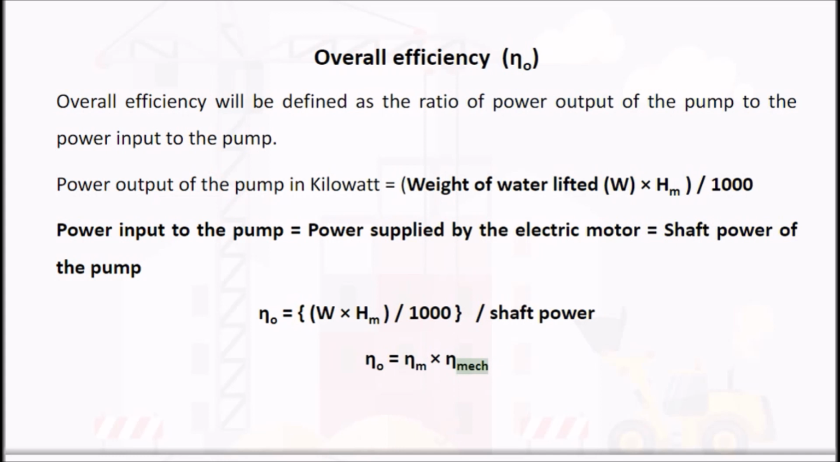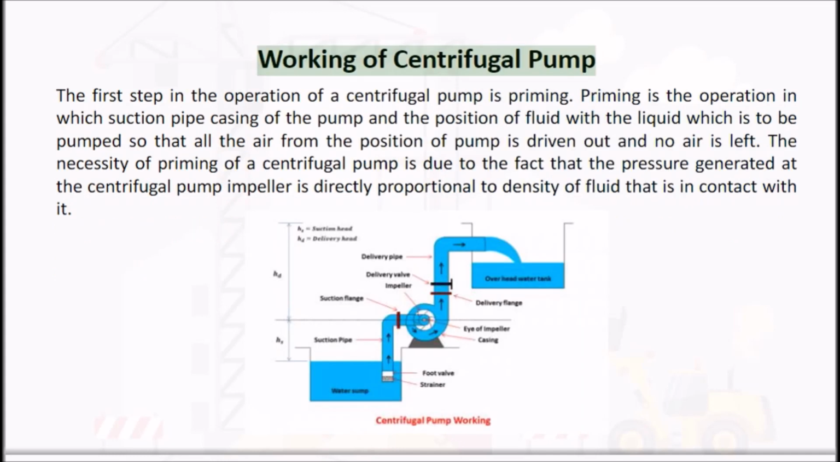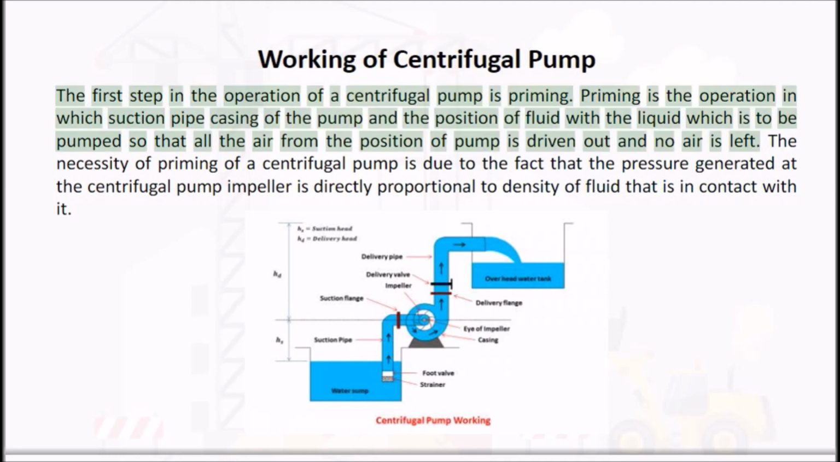Working of centrifugal pump. The first step in the operation of a centrifugal pump is priming. Priming is the operation in which the suction pipe, casing of the pump and the portion of delivery pipe up to the delivery valve are completely filled with the liquid which is to be pumped, so that all the air from this portion of the pump is driven out and no air is left.